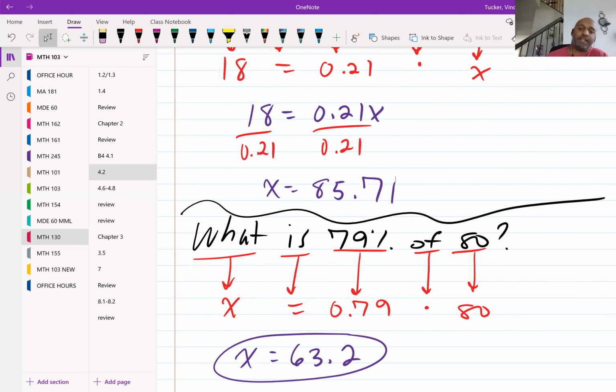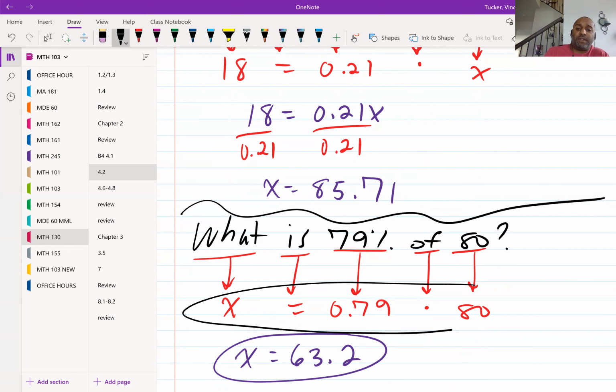So once again, just take your time, match up the words with the proper symbols. What is always your variable? That's x. Is your equal sign. 79%, we're going to move our decimal 2 places to the left to give us 0.79. Of is multiplication, and then 80 is just 80. So now notice what we have here. X is already solved for. X is already on one side by itself. So all you do is just multiply 0.79 and 80 together, and that'll give us 63.2.